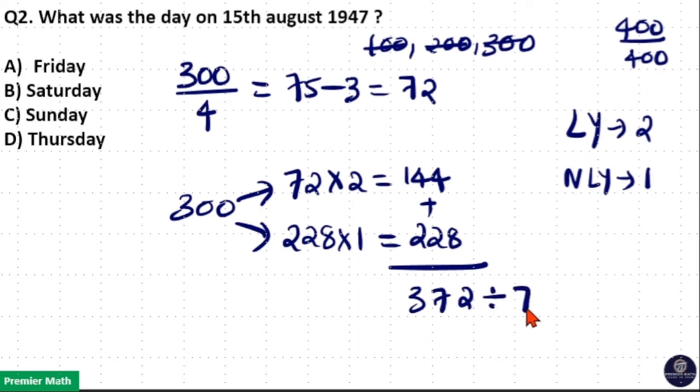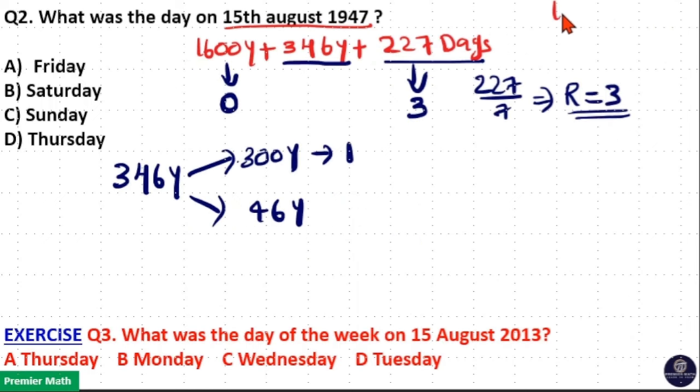That is, 372 by 7 will give you remainder 1. That is, in 300 years, there is only 1 odd day. So, always remember this concept. In 1600 years, there is 0 odd day. In 400 years, there is 0 odd day. In 300 years, there is 1 odd day, and in 100 years there are 5 odd days.